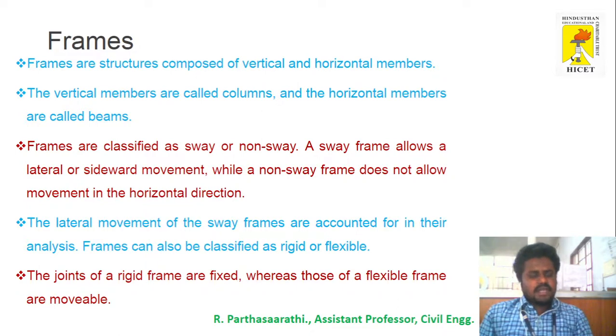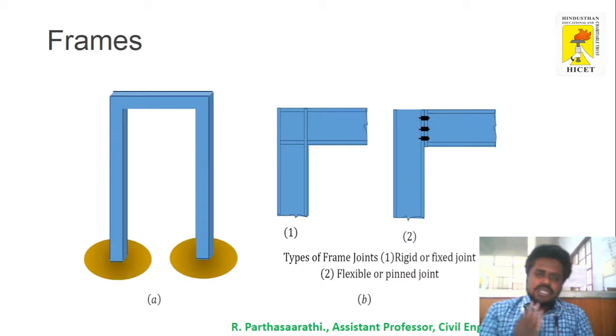Frames are again classified into sway frames and non-sway frames. A sway frame allows lateral sway movement. Yes, it is possible to move sideways, whereas a non-sway frame does not allow movement in any horizontal direction. The lateral movement of sway frames is accounted for in their analysis. Frames can also be classified as rigid and flexible frames. The joints of a rigid frame are fixed, whereas those of a flexible frame are movable. In the previous picture, the frame has rigid, fixed joints, and the second one has flexible, pinned joints.